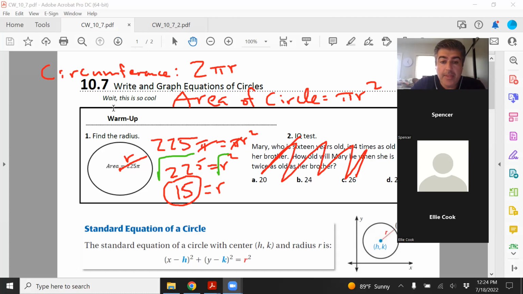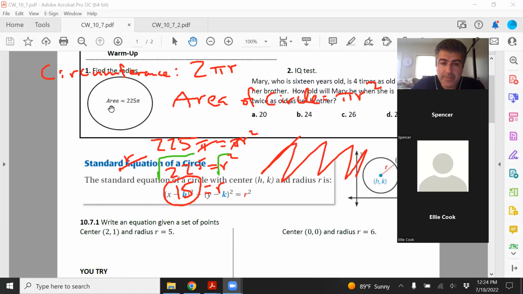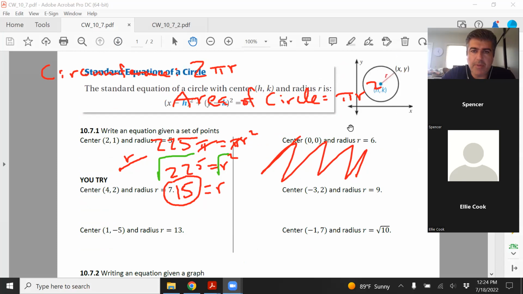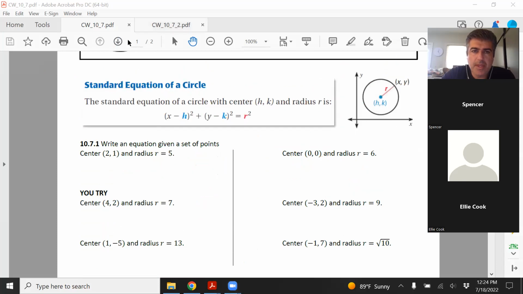That's a little warm up. Now, the equation of a circle, if you want to graph it on a coordinate plane, is what you see right here. It looks a little crazy. X minus h squared plus y minus k squared equals r squared. H and k is going to be the center. R is going to be the radius. And there'll be some questions that we'll answer that use this formula.